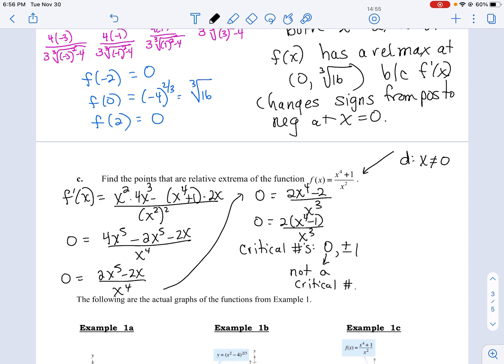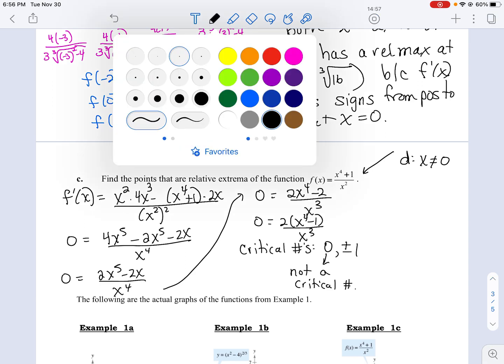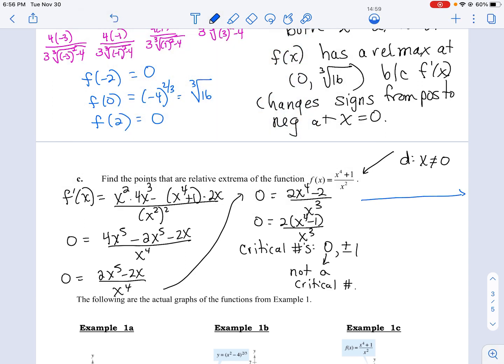However, when I'm doing my number line, do you understand that on the graph I do have something happening here? If you look at the original function, I have a vertical asymptote at x is 0. So I do want to include that because the vertical asymptote is some sort of a break in the graph.